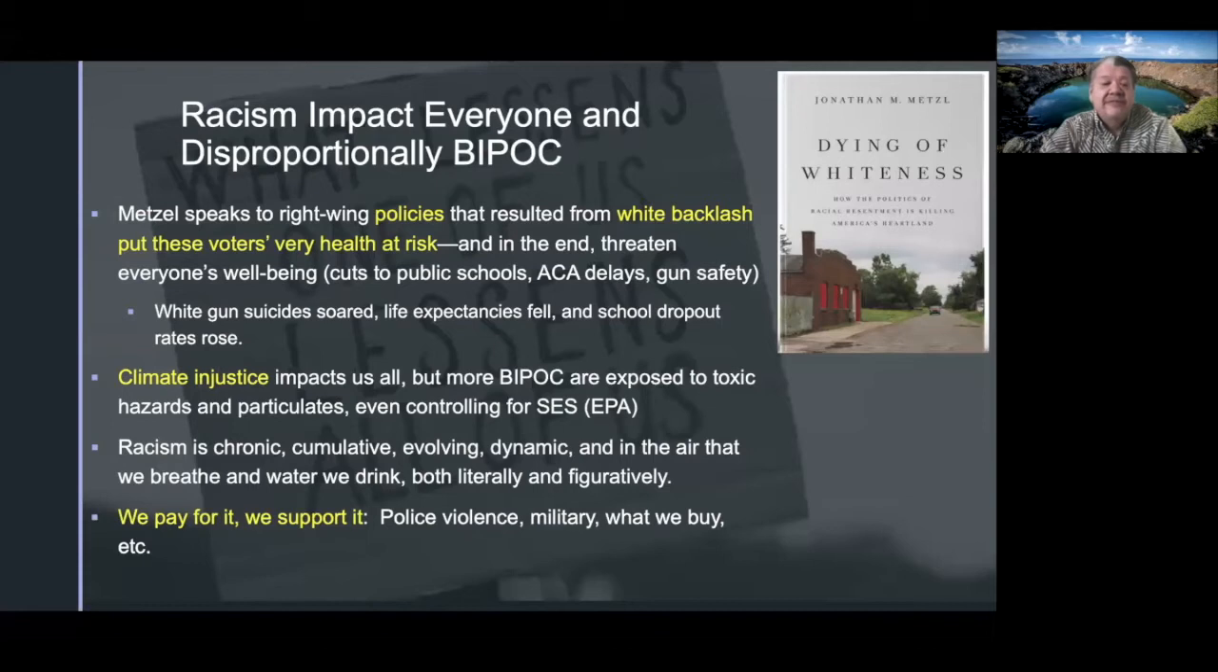Racism is also something that's very chronic. It's in the air we breathe. It's in the water we drink, both literally and figuratively. And we can look at communities like Flint, where hundreds of thousands of young people were exposed to contaminated water. And yes, Flint is a Black city. So many of these kids were Black, but they were not all Black. It's not a completely Black community. It's about 60 to 70% Black. So it hurts all of us.